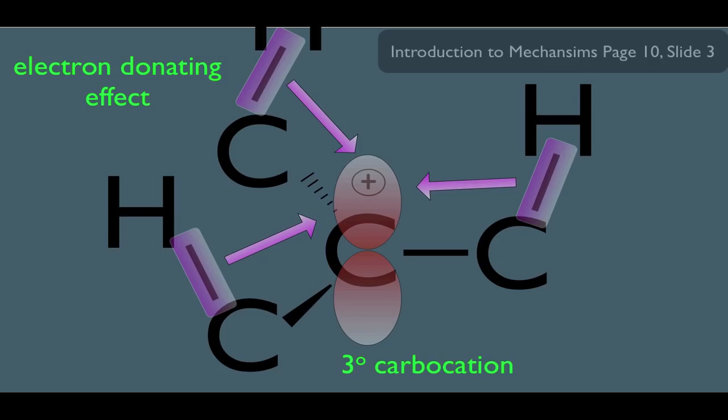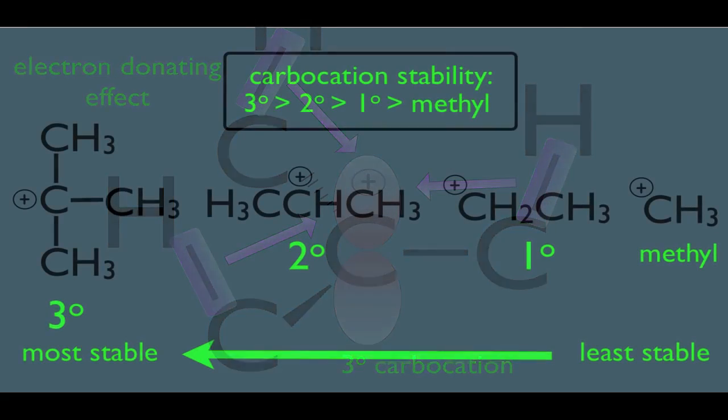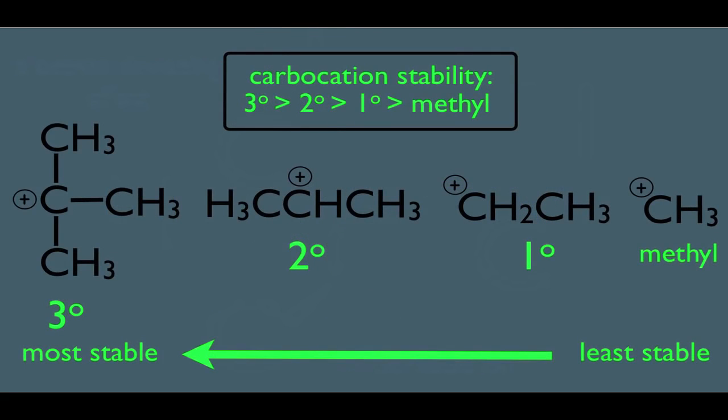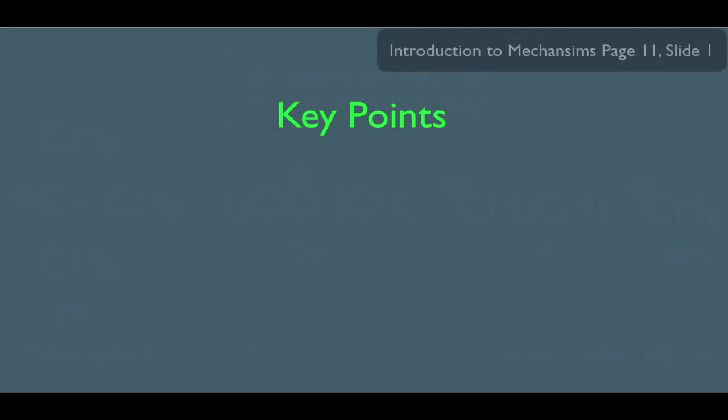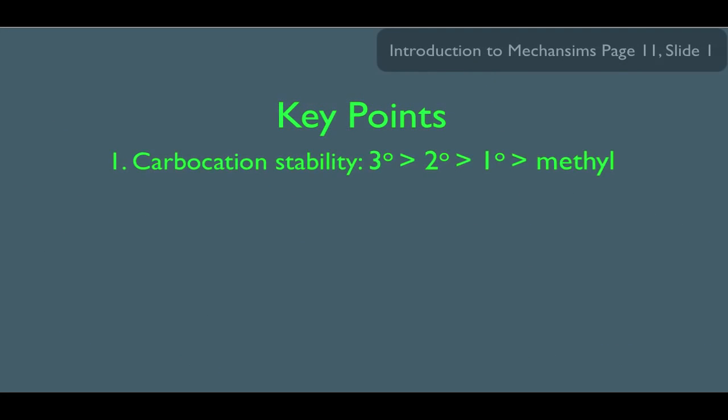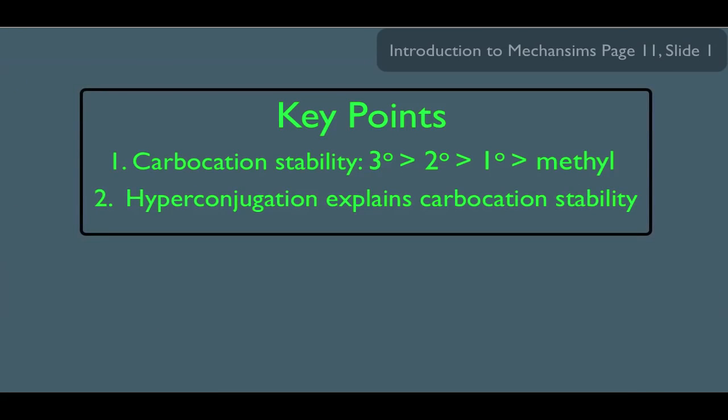And think about this as well. Each one of those carbons directly connected to the carbocation has 2 other additional hydrogens connected to it. So that gives us even more chances to hyperconjugate. So that's why we observe this trend. It simply means that the tertiary carbocation is the most stable because he has the greater ability to hyperconjugate. So what are our key points here? Well, number 1, we know the trend now. Carbocation stability follows this trend. And 2, we know why. It's hyperconjugation that explains carbocation stability.